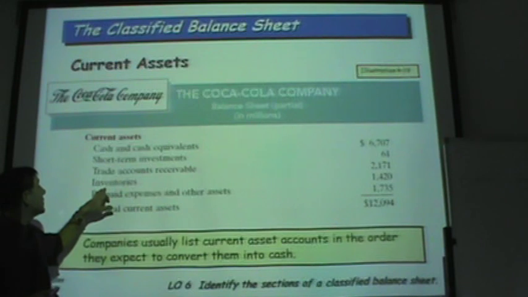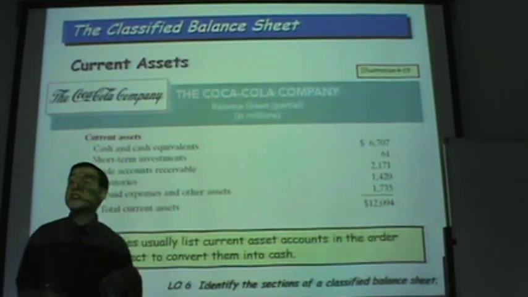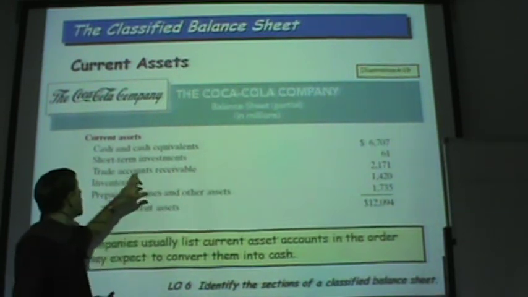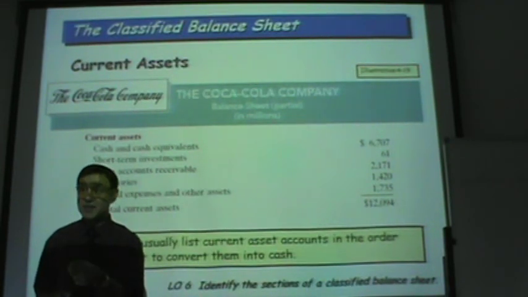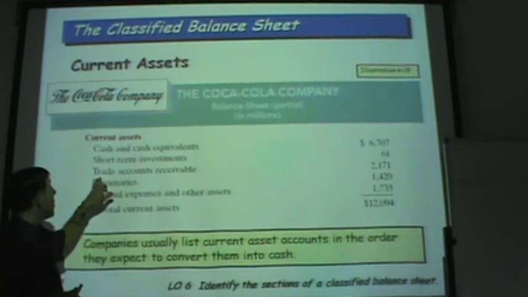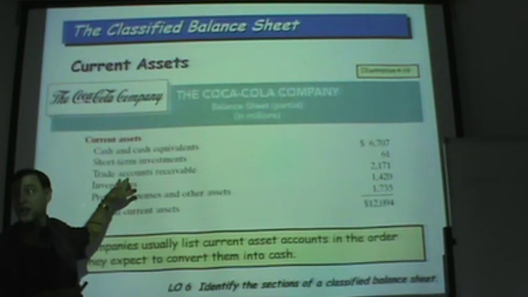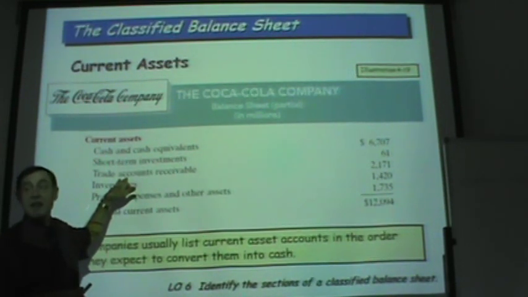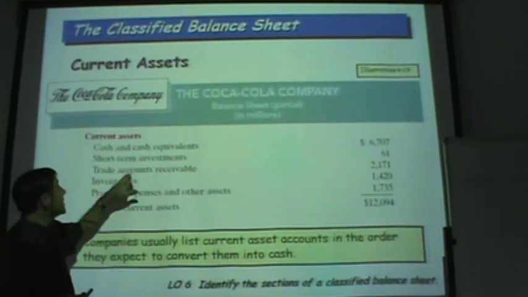Next one is trade account receivable. This is the same as what we've been studying for the last 6 weeks, the same as account receivable. When you have a business, when you deliver a good or a service to a customer, and the customer will pay later, we call this account receivable, and we call these trade accounts. So if you have to collect from a customer within the next 12 months, you classify it as current.